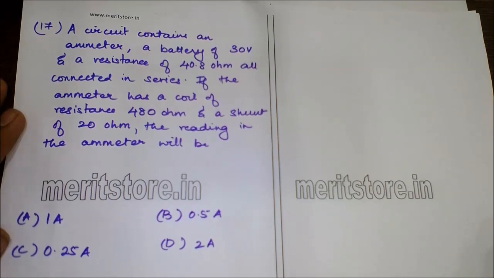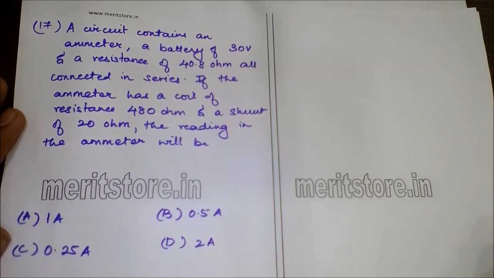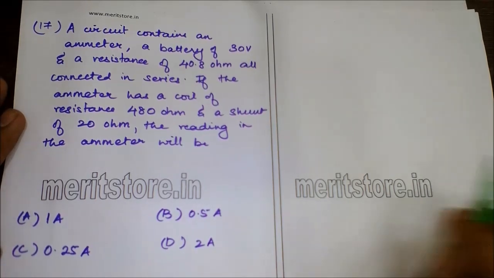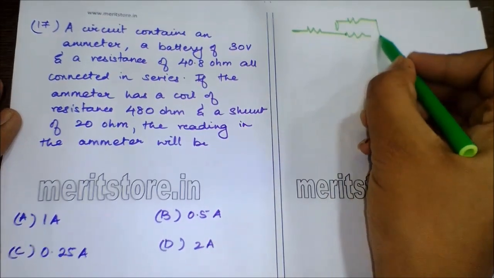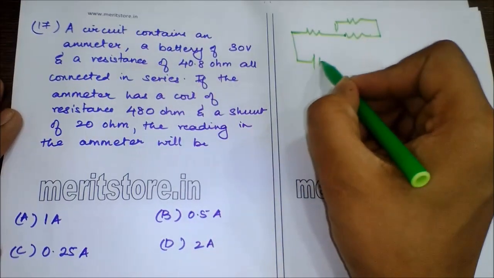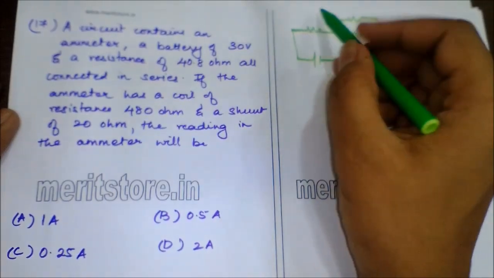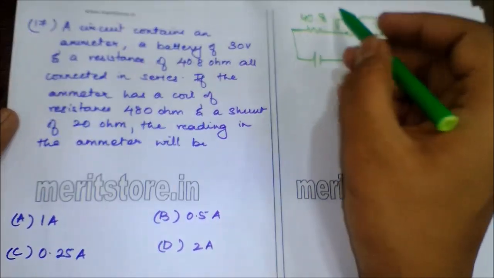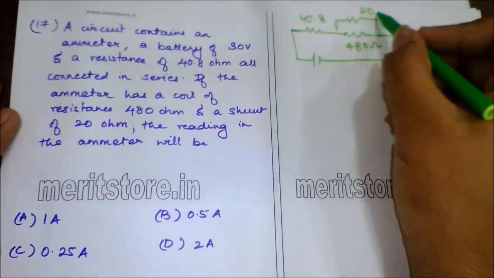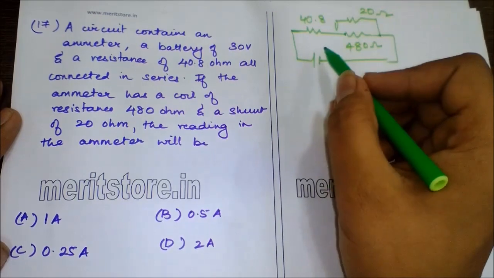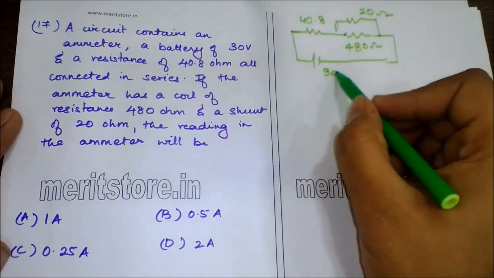Question number 17. A circuit contains an ammeter, a battery of 30 volt, a resistance of 40.8 ohm connected in series. If the ammeter has a coil of resistance 480 ohm and a shunt of 20 ohm, the reading in the ammeter will be. So the diagram is 40.8 ohm, 480 ohm, 20 ohm, 30 volt.